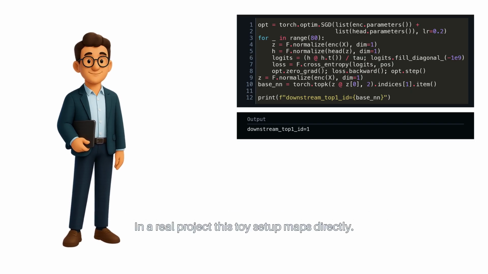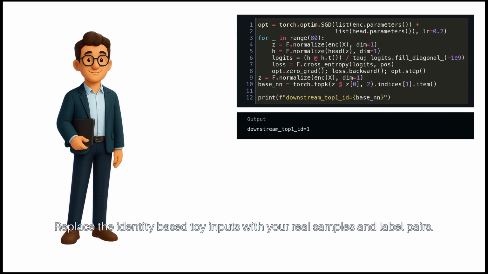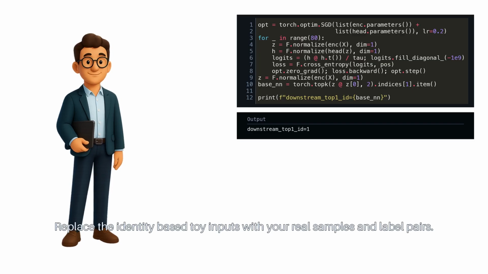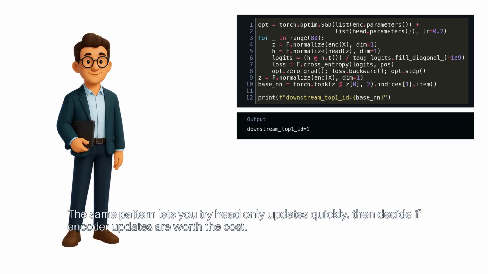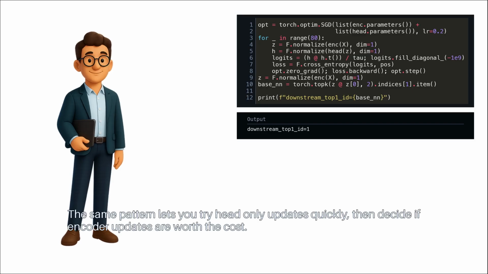In a real project, this toy setup maps directly. Replace the identity-based toy inputs with your real samples and label pairs. The same pattern lets you try head-only updates quickly, then decide if encoder updates are worth the cost.